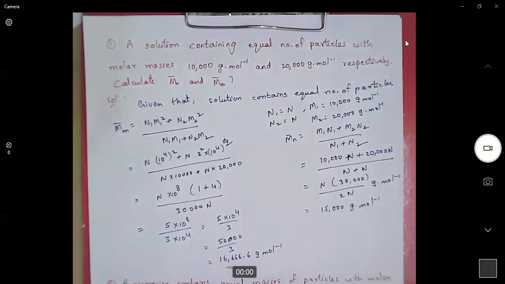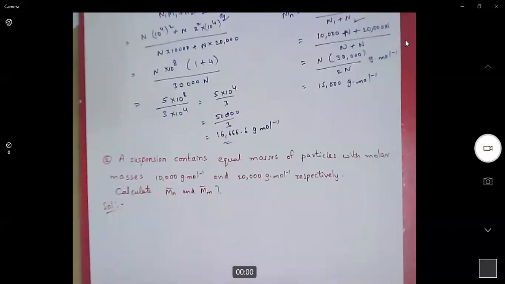So that is why all these techniques will not give the same molecular weight. They will give different molecular weights for the same solution. So in order to predict the molecular weight of a polymer, we need at least two techniques to perfectly predict its molecular weight. We will see another problem.